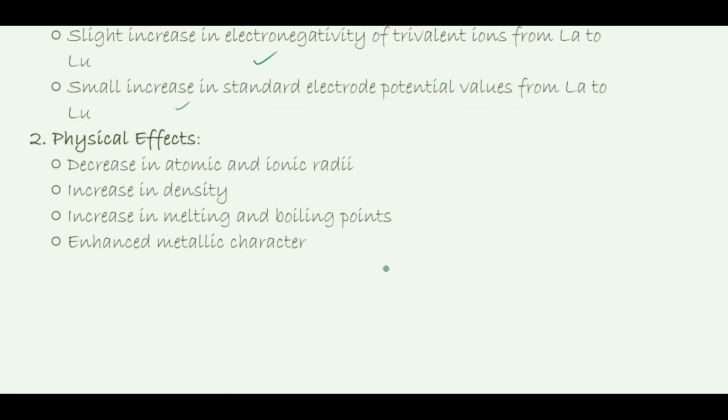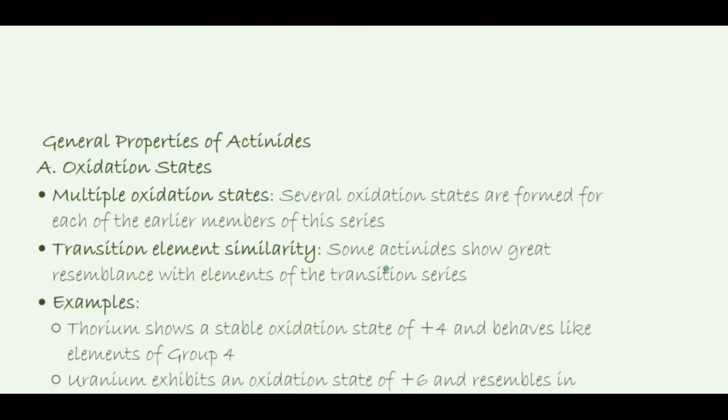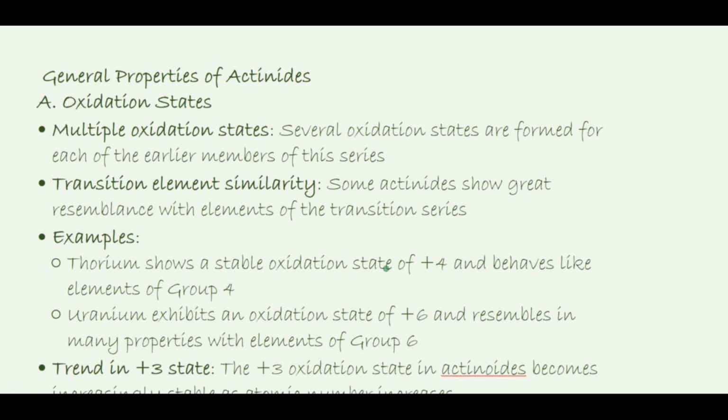The physical effects include decrease in atomic and ionic radii, increase in density, increase in melting and boiling points, and enhanced metallic character. Other than this, what are the general properties of lanthanides? They have oxidation states +2 to +4, and the common one is +3. Similarly, they have low ionization energies. They exhibit color unless they have completely filled orbitals. Completely filled means there is no transition, so it becomes colorless.